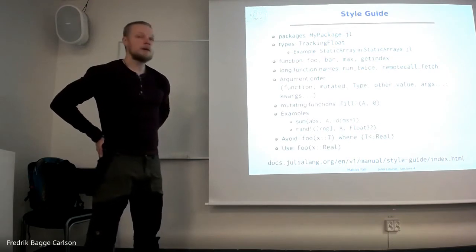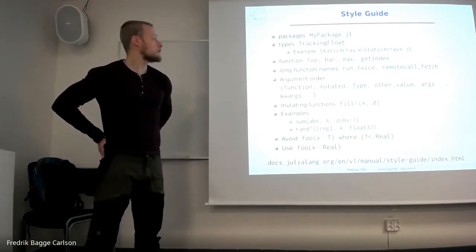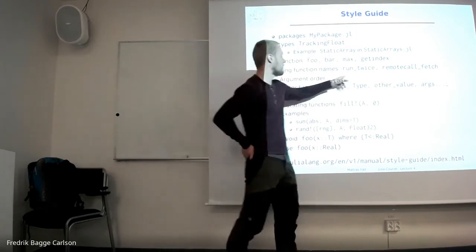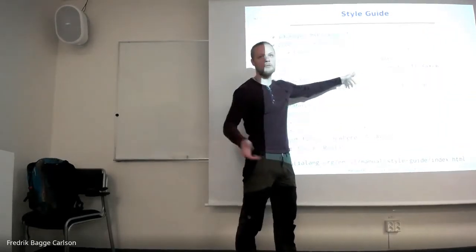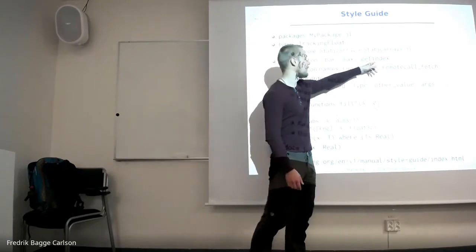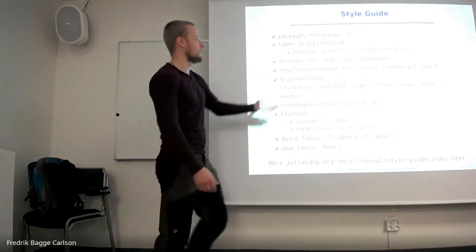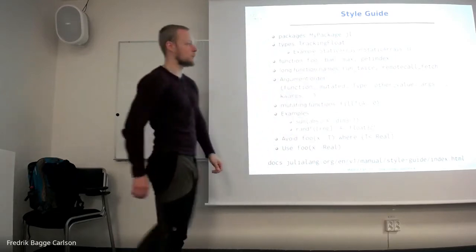Functions in Julia, typically we have lowercase letters. Typically we avoid the underscore, but if it gets too hard to read, we add it there. Right? So getindex, you might argue there's supposed to be an underscore there. This is the convention, at least, to avoid it if it's possible.